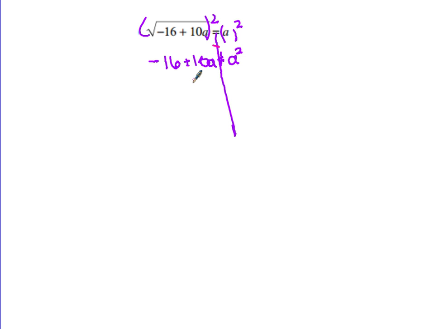So I'm going to move 10a by doing minus 10a, and I'm going to add 16 also to go ahead and move it over here. So minus 10a and plus 16. When I do this, this is 0 and this is 0, so I end up with a 0 on one side like I wanted, and none of these are like terms. So I'm just going to bring them all down.